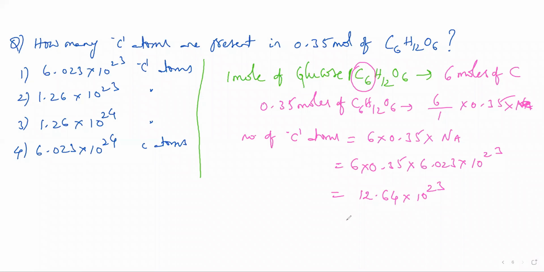No, sir. So you convert the decimal. This 2, you bring it here, one decimal point. So what will it become? 1.26 into 10 to the power of 24. So this is your answer. Which option? Option 3, sir.